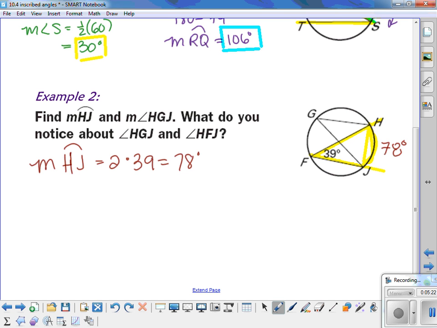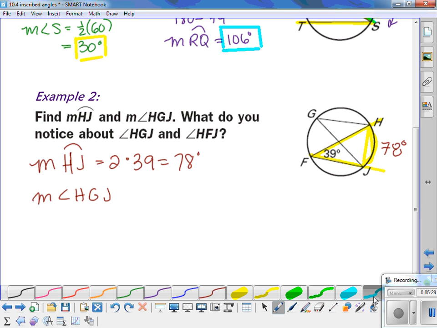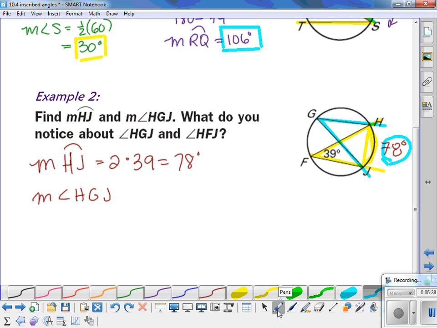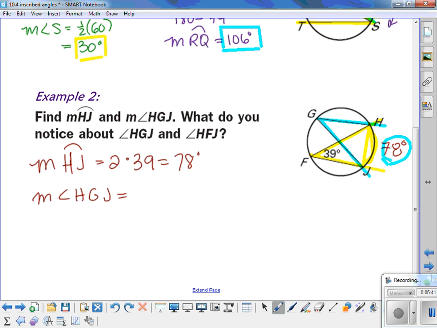All right, then they want me to find the measure of angle HGJ. So now I'm looking at HGJ. Well, it's also intercepting that same arc of 78 degrees. So it's going to just be half of 78, which takes us back to 39. So what do we notice? We notice that angle HGJ is congruent to angle HFJ.